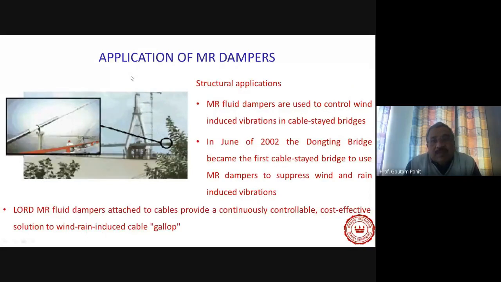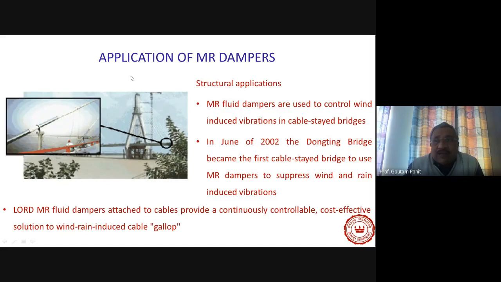There are some structural applications also. MR fluid dampers are used to control wind-induced vibration in cable-stayed bridges. In fact, wind-induced vibration is a non-linear phenomenon. As the wind blows over the cable, it starts vibrating, and this flow in turn creates a sort of negative damping, so that slowly a higher amplitude of vibration takes place. In order to reduce this... The Tacoma Bridge collapse was one of the reasons for this flow-induced vibration.